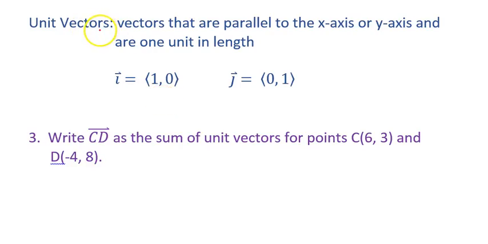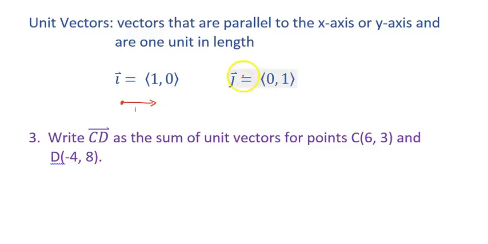Okay, the next thing we'll talk about is unit vectors. If they talk about unit vectors, that means it's a vector that goes with the x-axis or the y-axis or parallel to it, and they're only 1 unit in length. So those actually have special names. Vector I is the vector 1, 0. So it's going to go right 1. And so it's going to look something like this, and the length of it is going to be 1 unit, whatever that is, on your graph paper.